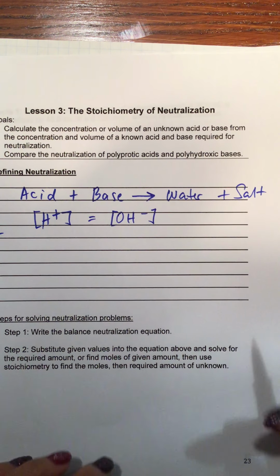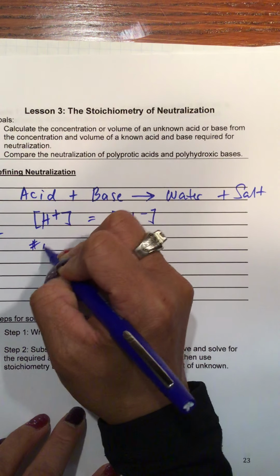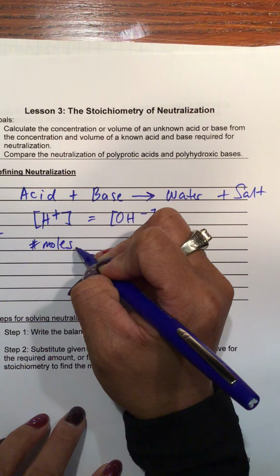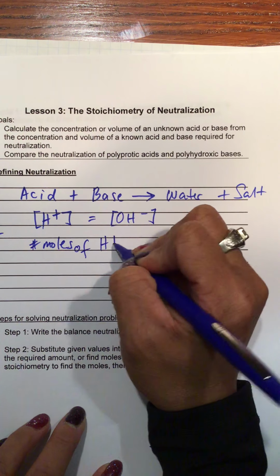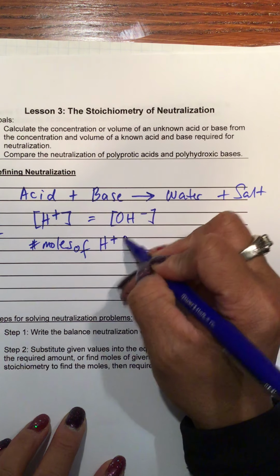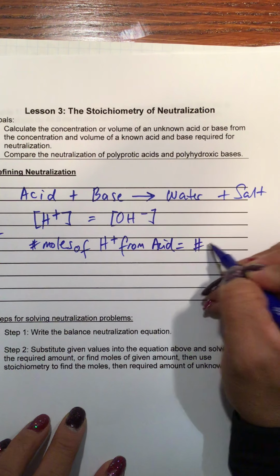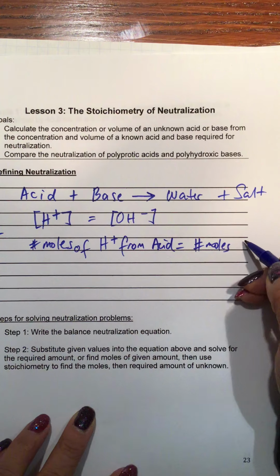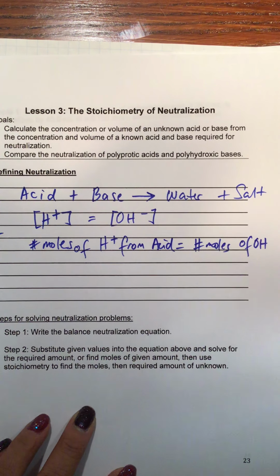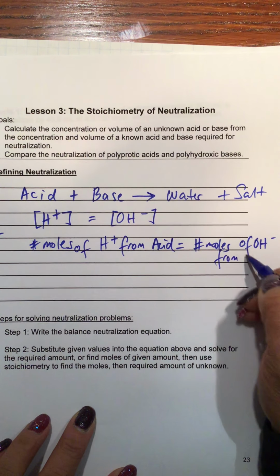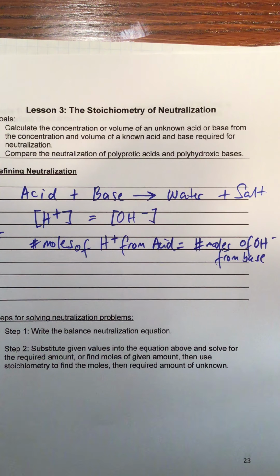That is at neutralization. The number of moles of the hydride ion from the acid is equal to the number of moles of the hydroxide from the base of that solution.